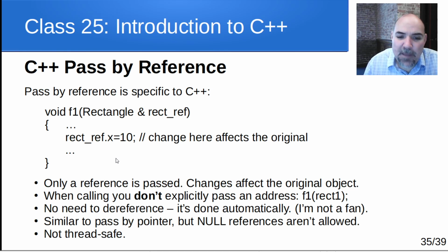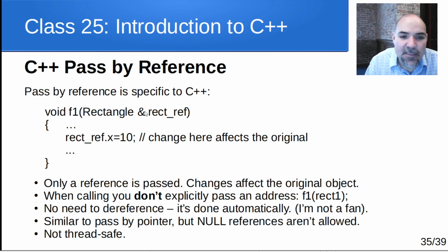The compiler does that for us. So it's similar to pass by pointer, but null references aren't allowed. It's also not thread safe. Let's not worry about that right now. And all of the dereferencing, and actually the add ampersand part here, all that's done by the compiler automatically.